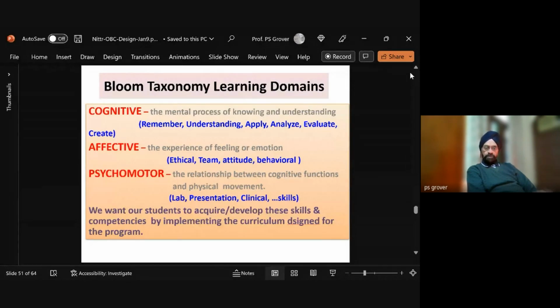These divisions are not tight compartments. They can overlap. When a doctor uses the stethoscope, when he measures the blood pressure, when a hockey player plays hockey, those are psychomotor.